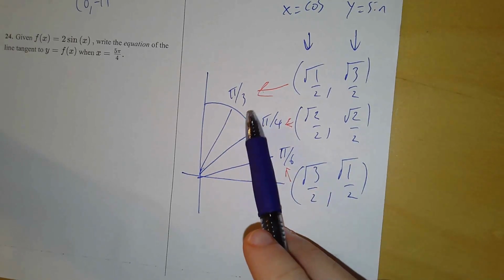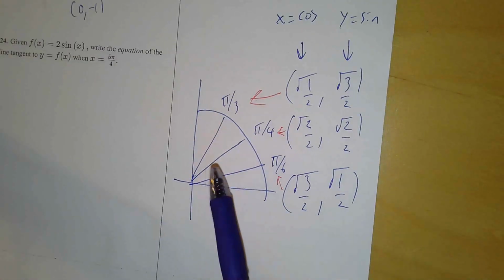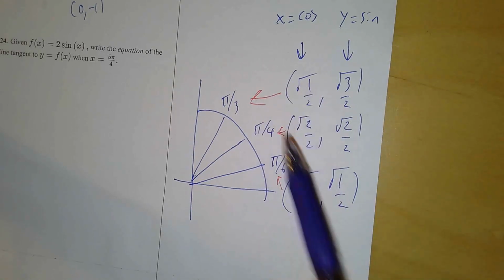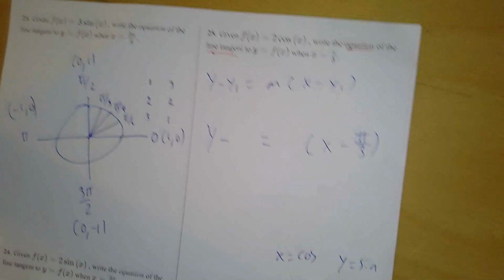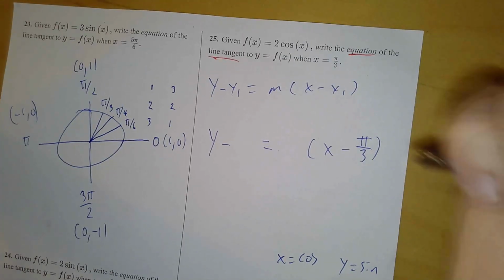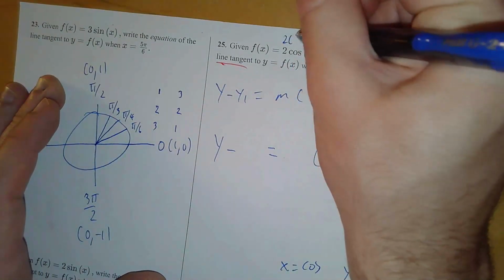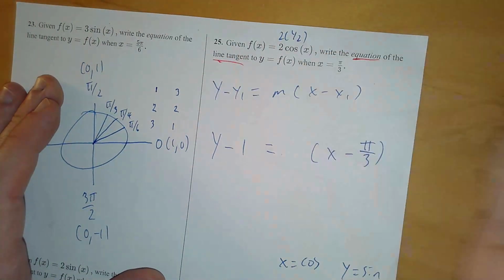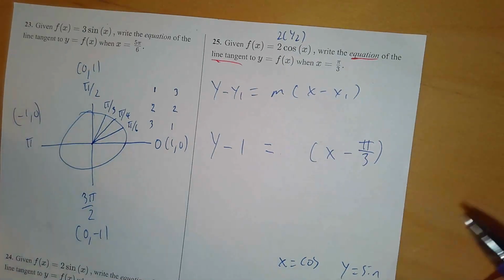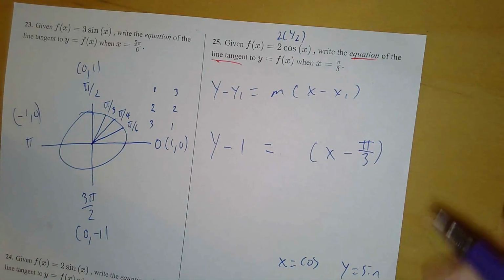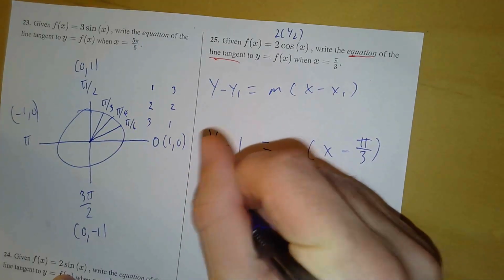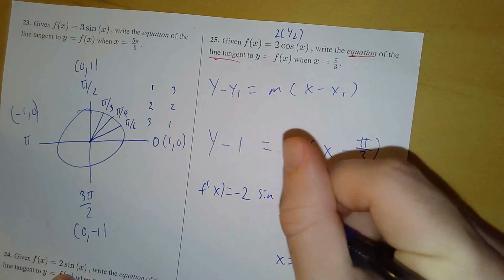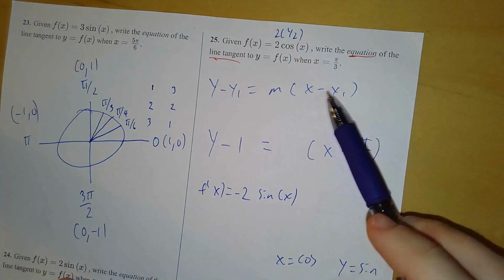What do I want? I want cosine of pi over 3. Cosine of pi over 3 is 1/2, right? Root 1 is just 1, right? So this is 1/2. So what I really have is 2 times 1/2, which is 1. Okay, so my y1 is 1. And now I gotta get my derivative. F prime of x is negative 2 sine x. Now I gotta plug in my pi over 3.